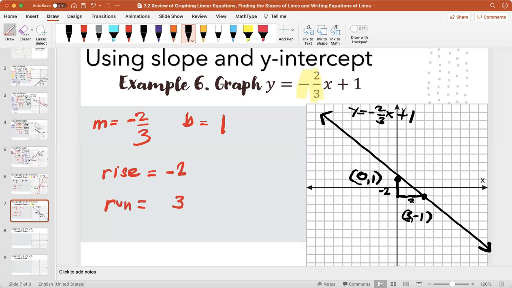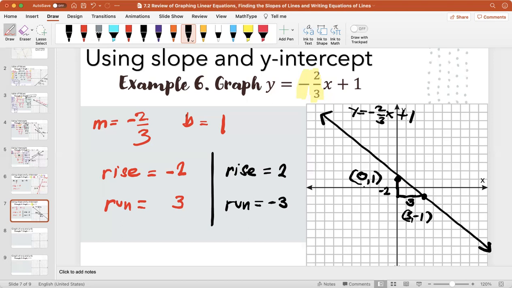Let me put the run here. Well, let's see if we get the same graph. What if instead of applying your negative to your rise, you applied it to your run? Is that possible also? All right. Your rise is positive 2, but now you apply the negative to the run. Will you get the same answer? All right, you will get the same answer. The same graph, not the same answer, the same graph.